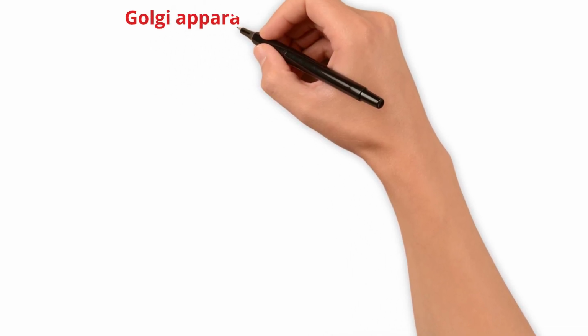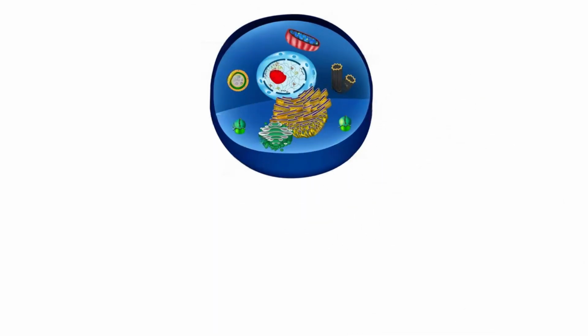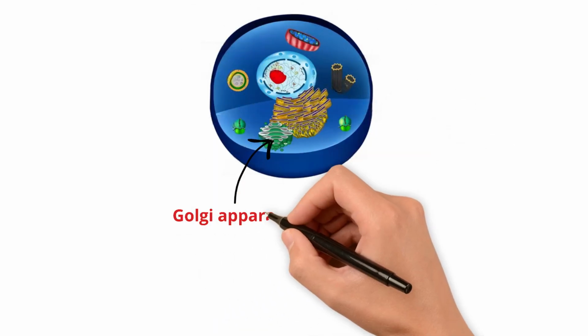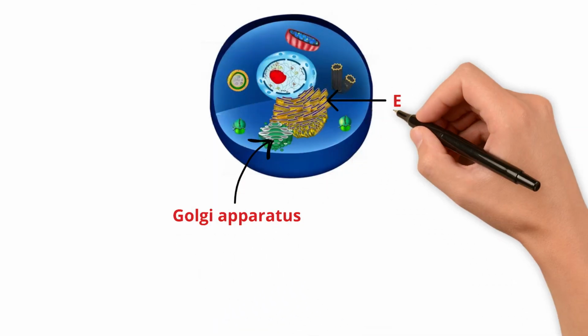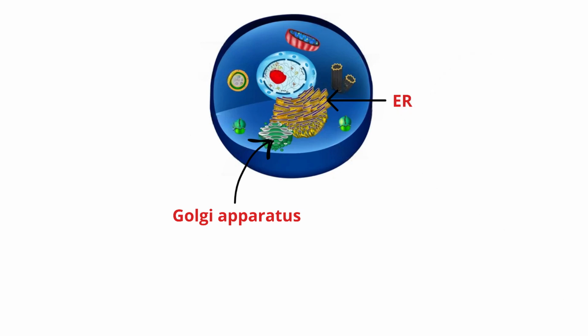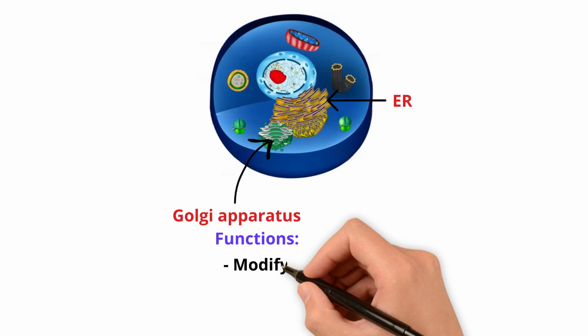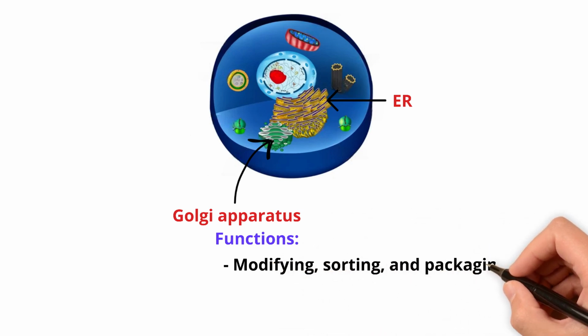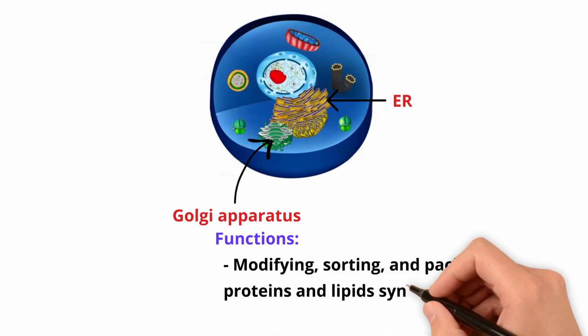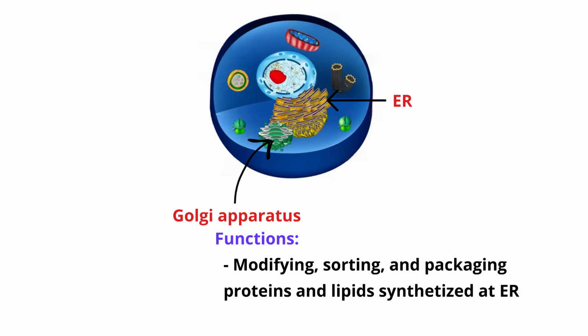At the beginning, we're going to start with Golgi apparatus, which is often described as the post office of the cell. Located in the cytoplasm of eukaryotic cells, the Golgi is typically positioned near the endoplasmic reticulum and the nucleus. Functionally, Golgi is a critical organelle that serves as a molecular hub for modifying, sorting, and packaging proteins and lipids synthesized in endoplasmic reticulum and delivers them to final destinations.